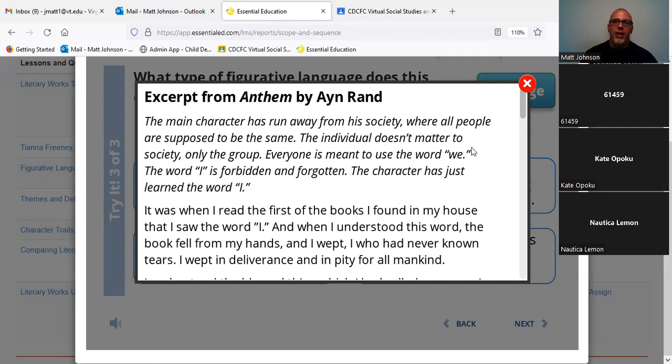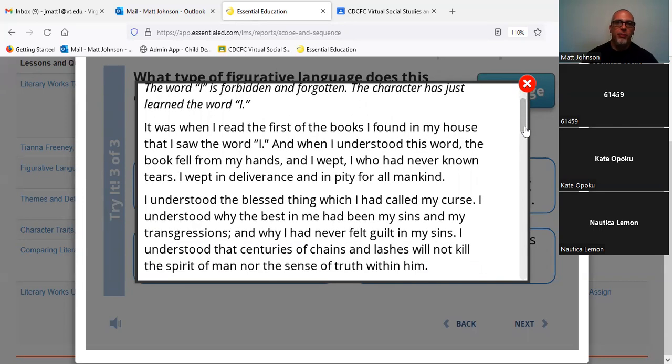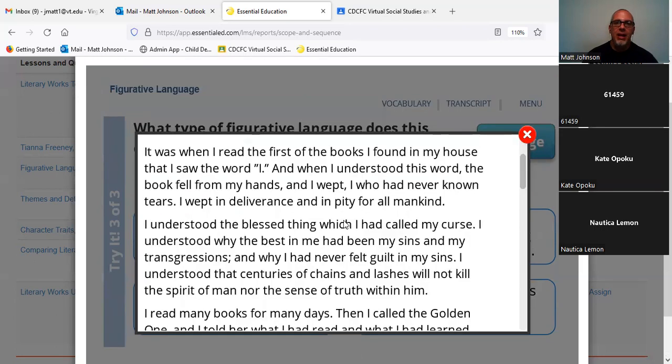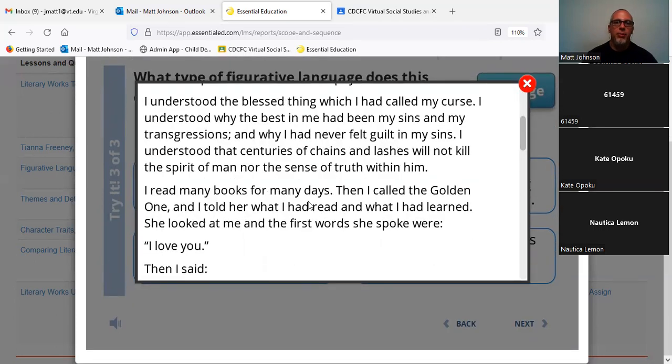It was when I read the first of the books I found in my house that I saw the word I. And when I understood this word, the book fell from my hands, and I wept. I, who had never known tears, I wept in deliverance and in pity for all mankind. I understood the blessed thing which I had called my curse. I understood why the best in me had been my sins and my transgressions, and why I had never felt guilt in my sins. I understood that centuries of change and lashes will not kill the spirit of man, nor the sense of truth within him.